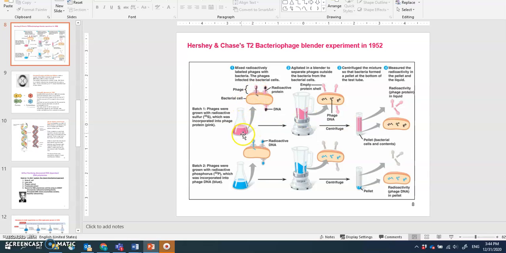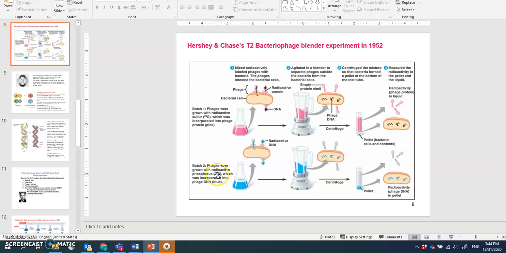Is the S35 in this case coming from bacteriophages still floating in the supernatant, or is it inside of a cell because it was injected by the bacteriophages? So they traced it using a Geiger counter. When they did that, they found that S35 was still in this liquid supernatant. That means it was never injected into the host cells.